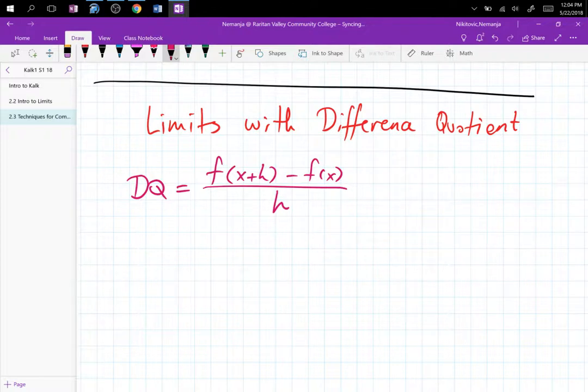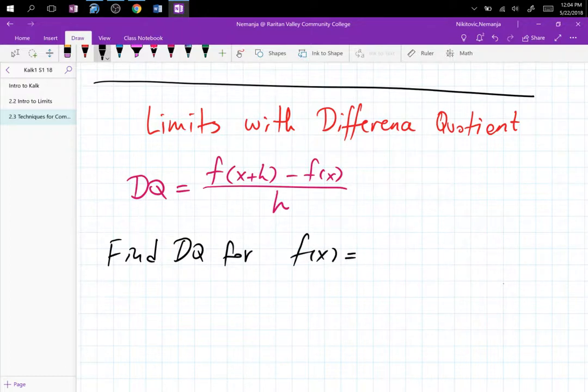Now, they just said here, learn this, and then apply it to a function and walk away. So what you are supposed to know from your pre-calculus course is how to set up the difference quotient. Now we're going to put the limit in front of it. But let's first review the difference quotient calculations. So find DQ for f of x is equal to x squared plus 3.